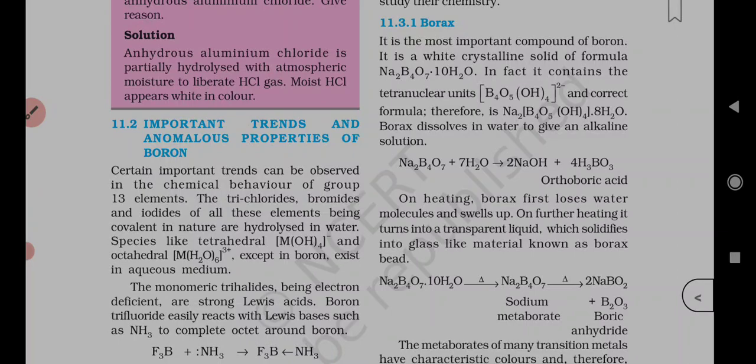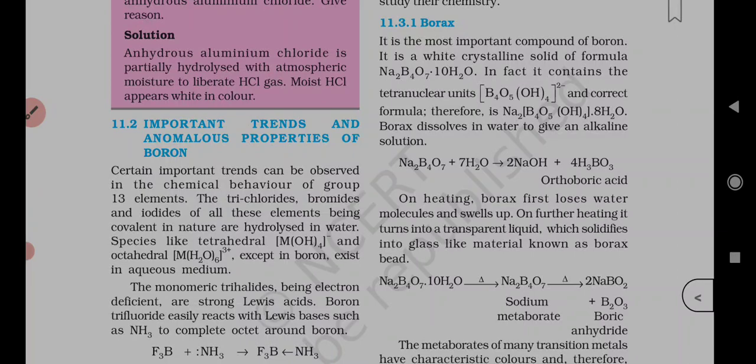So when you heat, it will lose 10 water molecules from Na2B4O7.10H2O. Then Na2B4O7 is called sodium metaborate because it swelled up. So how to remember this? You can make a trick: NCERT is saying that borax first loses water molecules and swells up, it means metaborate is formed. Meta means mota, mota means swelled up, right?